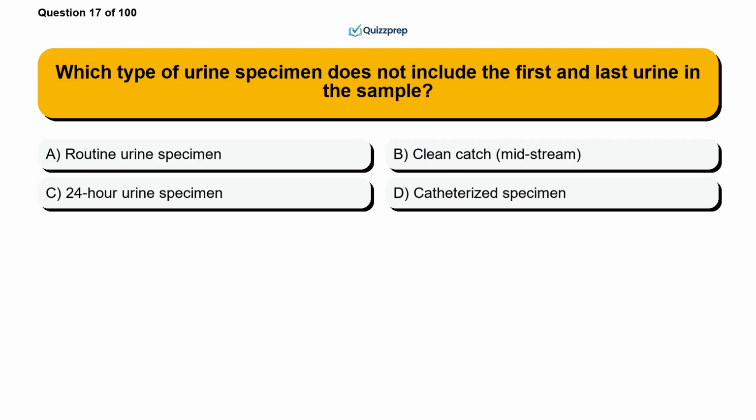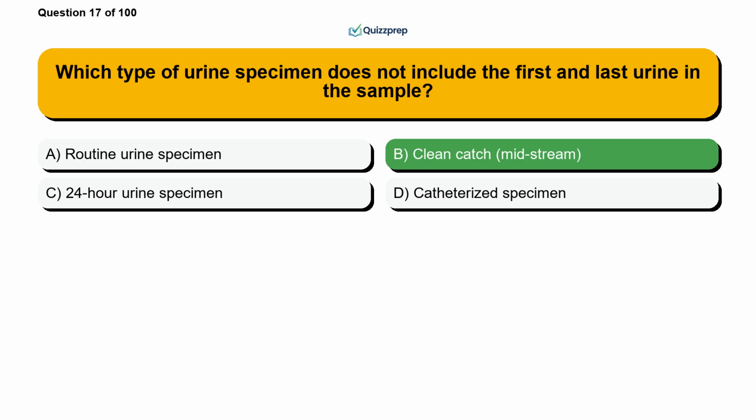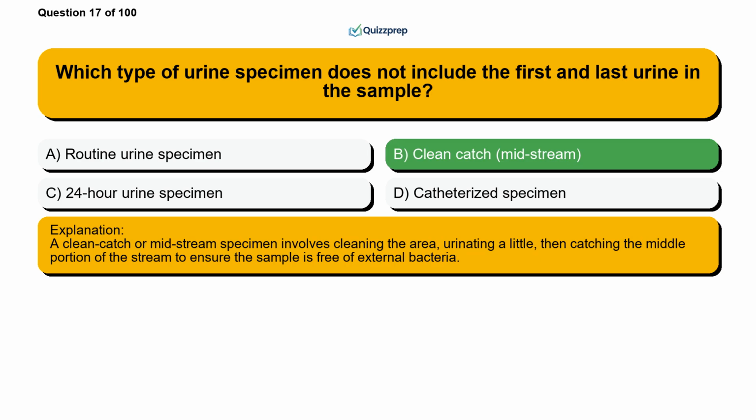Question 17. Which type of urine specimen does not include the first and last urine in the sample? Option A, routine urine specimen, option B, clean catch, midstream, option C, 24-hour urine specimen, option D, catheterized specimen. The correct answer is option B, clean catch, midstream. A clean catch or midstream specimen involves cleaning the area, urinating a little, then catching the middle portion of the stream to ensure the sample is free of external bacteria.